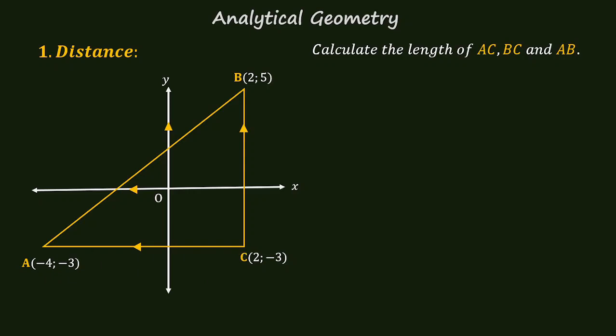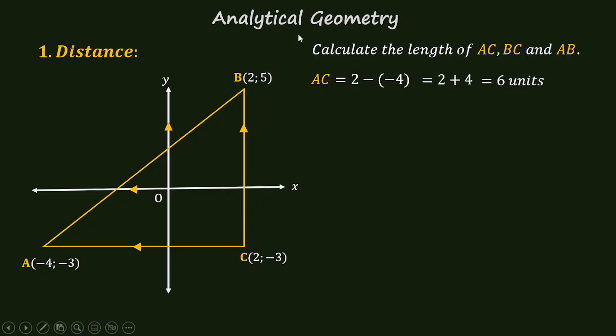Now, the quickest way to do this is to subtract the smaller value from the bigger value to get the answer. So in this case, we have 2, which is bigger than -4. So to find the length of AC, we could simply say 2 minus -4, which will be 2 plus 4, and then that gives us 6 units.